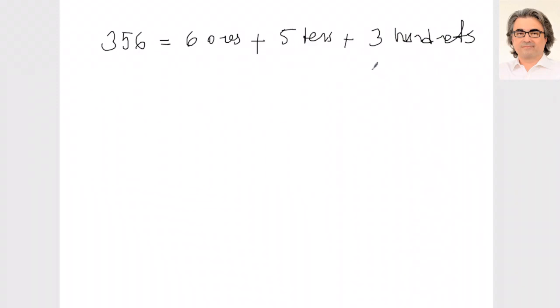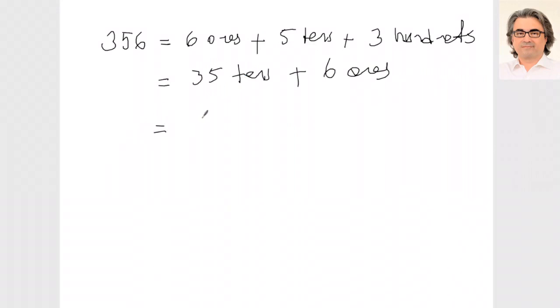Am I right? Yes. Or you may write in a different manner: 35 tens. It means 35 times 10, 35 tens plus 6 ones. Am I right? What does 35 tens mean? 35 times 10, it means 350.